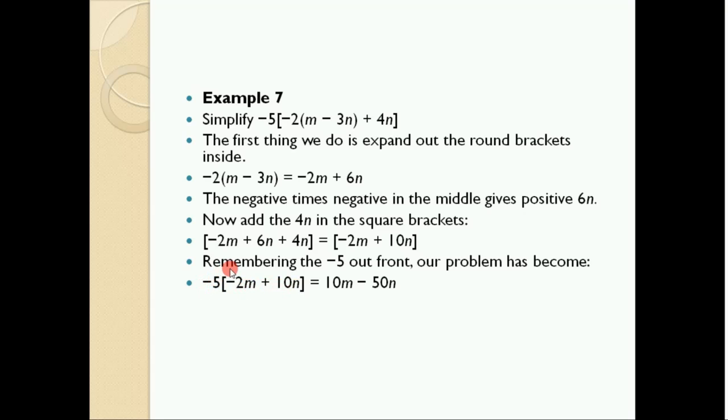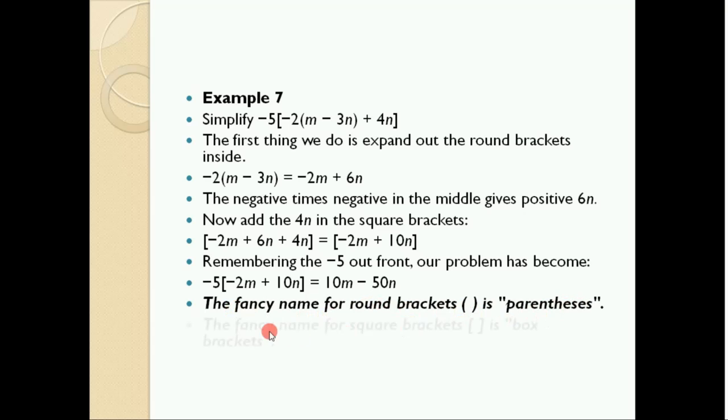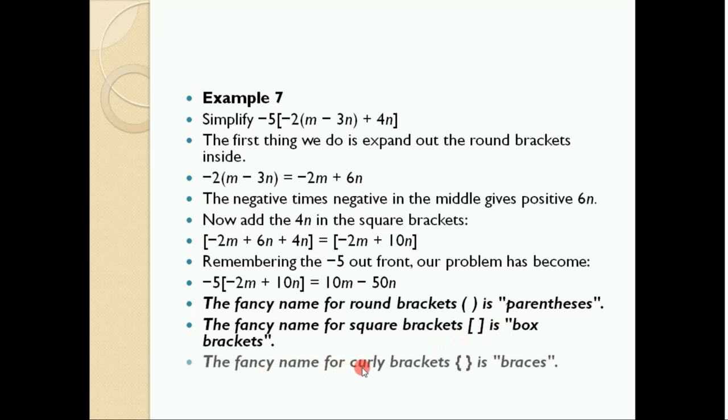So minus 5 into minus 2 is positive 10m. Two negatives will go with the positive. Then again minus 5 with 10 is minus 5 times 10 is 50. One value is minus and the second one is positive. Negative into positive is negative 50n. Now I am telling you more about the brackets. The fancy name for the round bracket is parenthesis, and the fancy name for the square bracket is box bracket, and the fancy name for the curly bracket is braces.